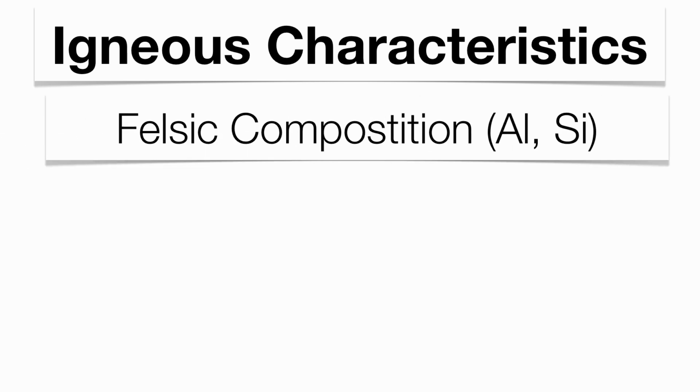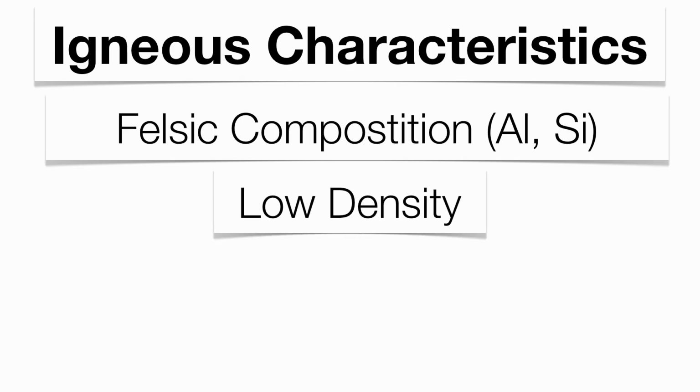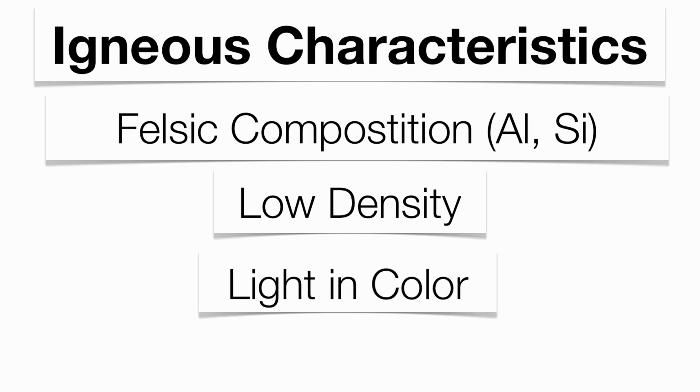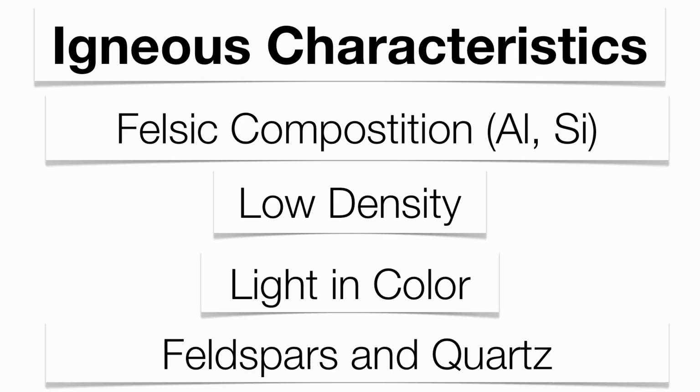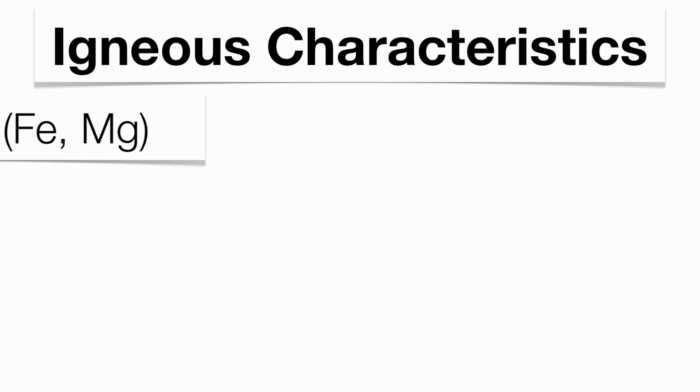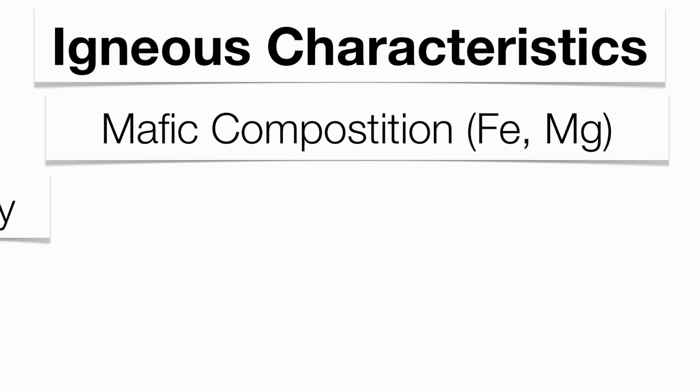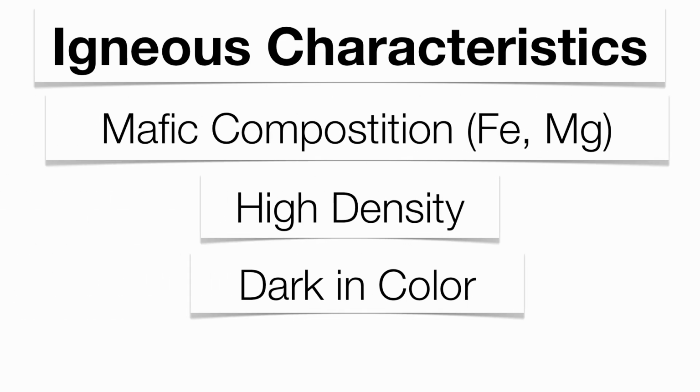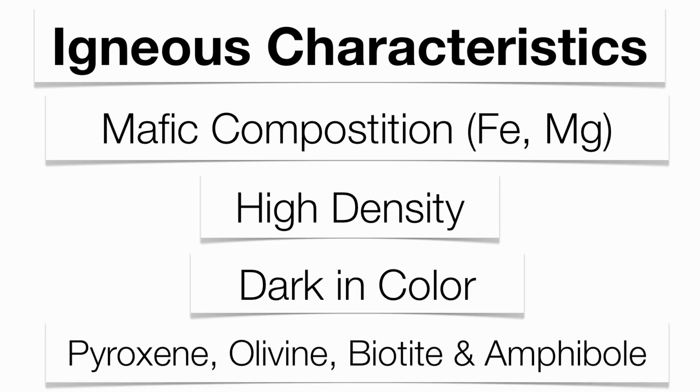Now, igneous characteristics are important here, so you need to make sure you understand the differences between the two different characteristics of rocks. You either have a felsic rock, which is made up of aluminum and silicon in regards to its elements, has a low density, light color, and is primarily made of light-colored plagioclase and potassium feldspar and quartz. You also have what are called mafic rocks, which are made up of the elements iron and magnesium, which gives them a much higher density, a much darker color in regards to the dark minerals that make them up: pyroxene, olivine, biotite, and amphibole.